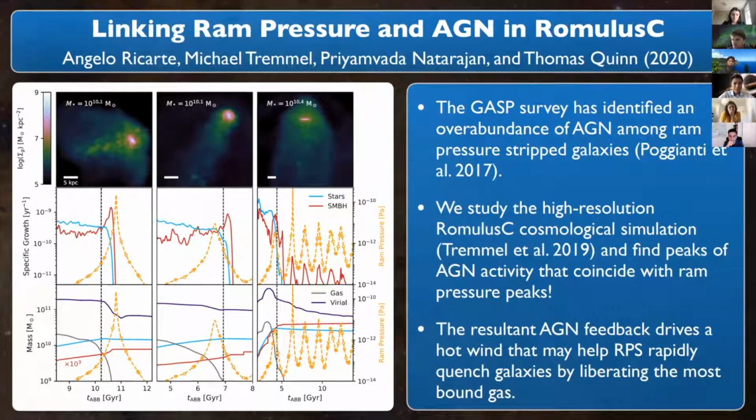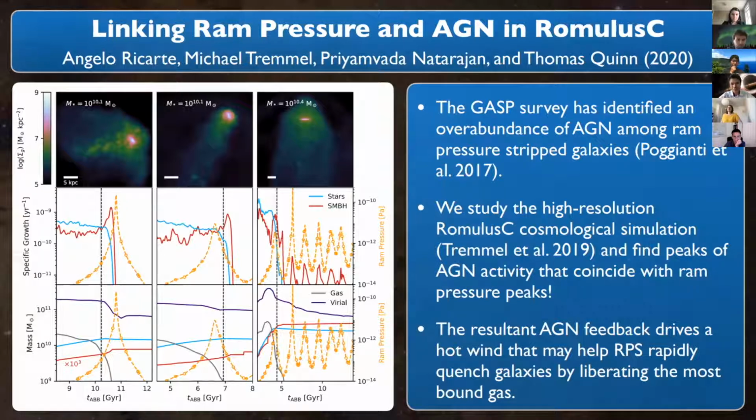And what we find is that indeed you get peaks of ram pressure activity coinciding with peaks of AGN. In these three examples on the left here, specific star formation rate is blue, black hole accretion rate is red, and the ram pressure is orange. And you can see that around these peaks of ram pressure, you also get a peak of AGN activity.